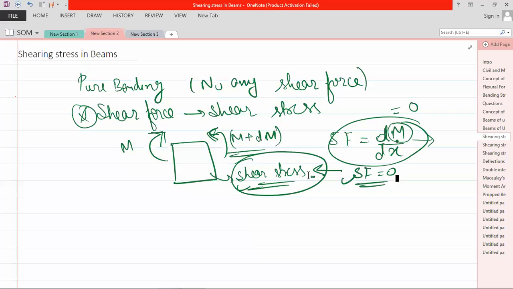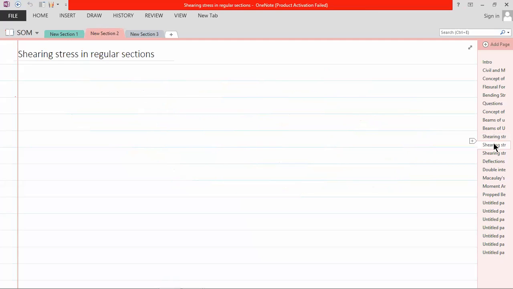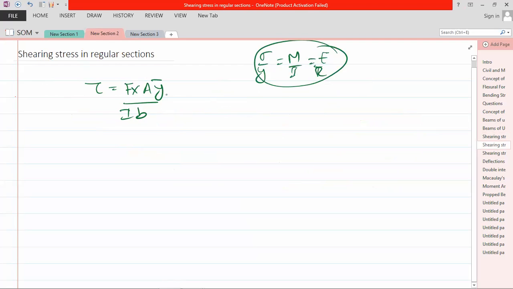Now I'm writing the equation for shear stress in regular sections. You don't need to derive it, but remember the equation. Shear stress is equal to F into A into Y bar upon I B. Just like in sigma by y is equal to M by I is equal to E by R, I will discuss every term. First of all, this is shear stress in beams.